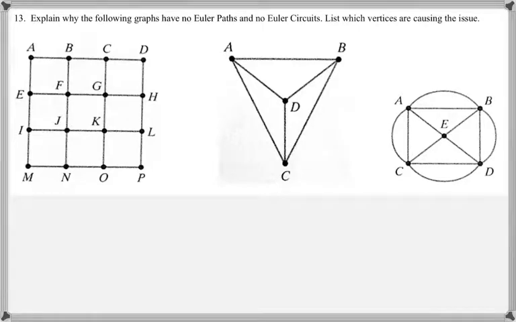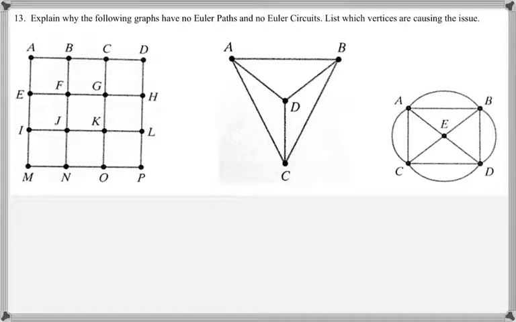Explain why the following graphs have no Euler paths and no Euler circuits, and list which vertices are causing the issue. So, according to the Euler theorem, if your graph has more than two odd vertices, then it can't have an Euler path or an Euler circuit.